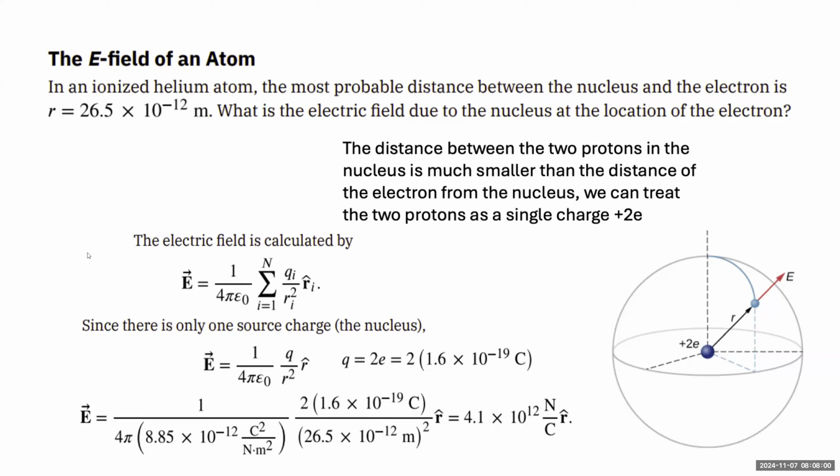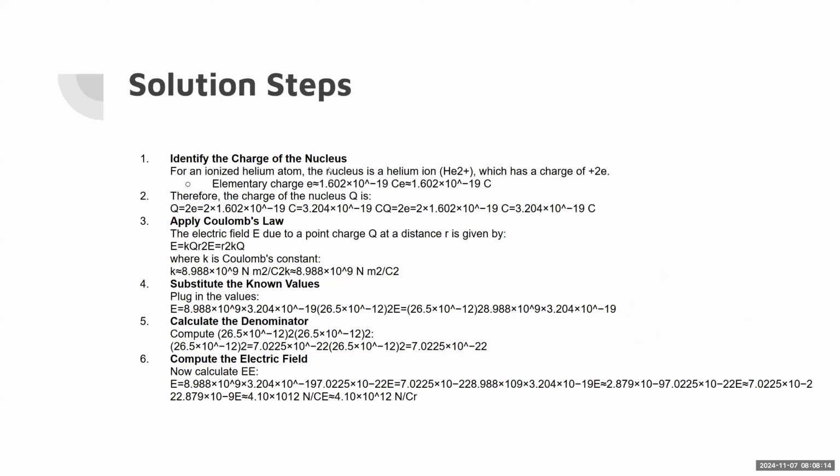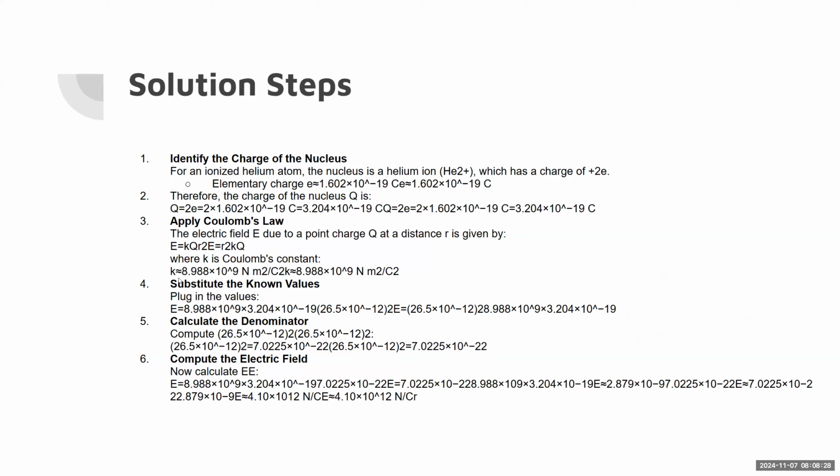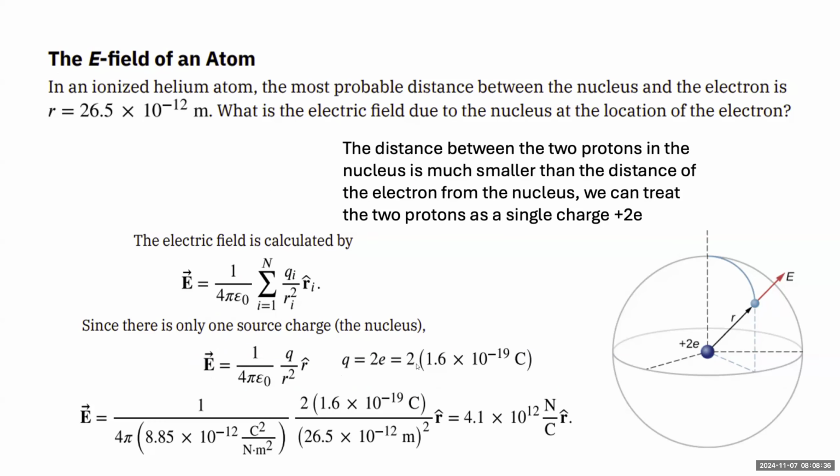I have the steps for this question because he gave us the answers at the end, which is right here. The first step was to identify the charge of the nucleus, which we got. And then we had to apply Coulomb's law, where Coulomb's constant is 8.9 times 10 to the 9. And basically with all that, we just had to substitute our known values and we get this answer right here.